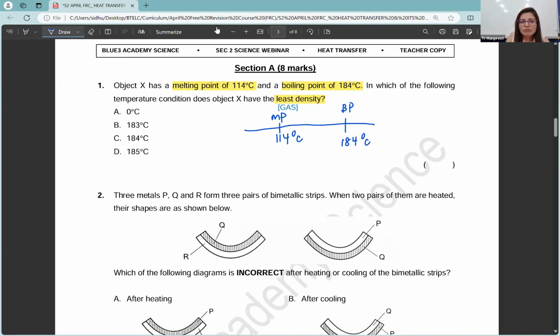Before it melts, it has to be a solid. After it melts, it is a liquid. After it boils, it is a gas. Here we want to know gas, so we are interested in this portion. If you go through all of these options, it's very clear and obvious. Our answer will be D, 185 degrees Celsius, because it would have already boiled at 184.